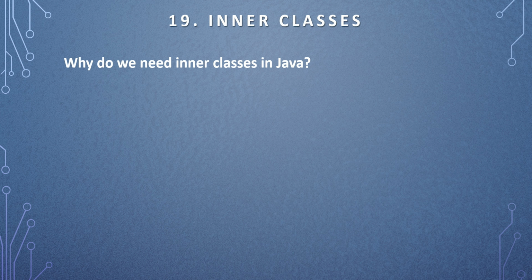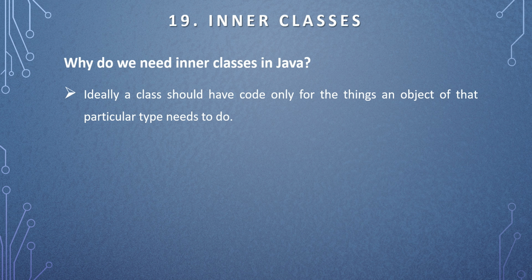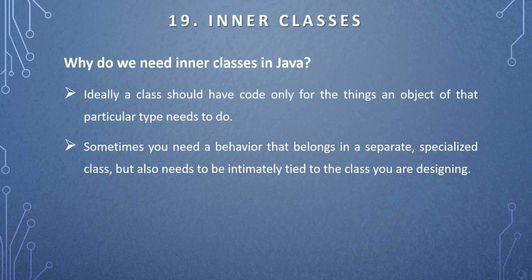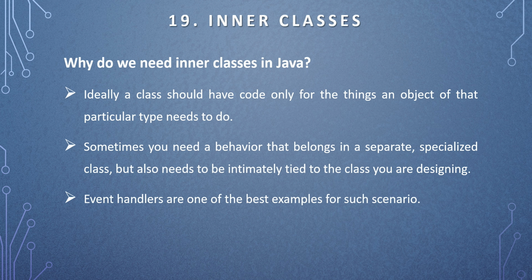Why do we need inner classes in Java? Ideally, a class should have code only for the things an object of that particular type needs to do. Any other behavior should be a part of another class better suited for that job. Sometimes, as an object oriented programmer, while designing a class, you might realize you need a behavior that belongs in a separate, specialized class but also needs to be intimately tied to the class you are designing. Event handlers are one of the best examples for such a scenario.